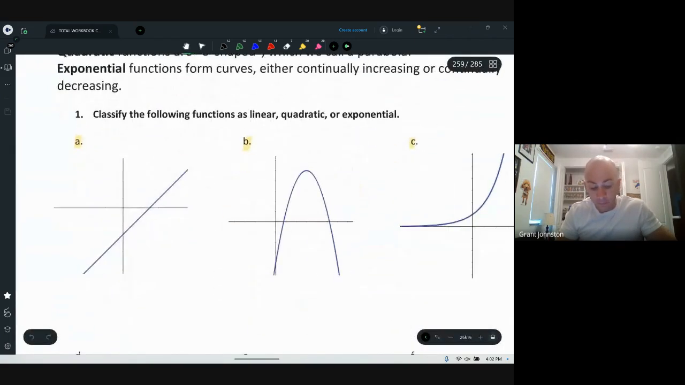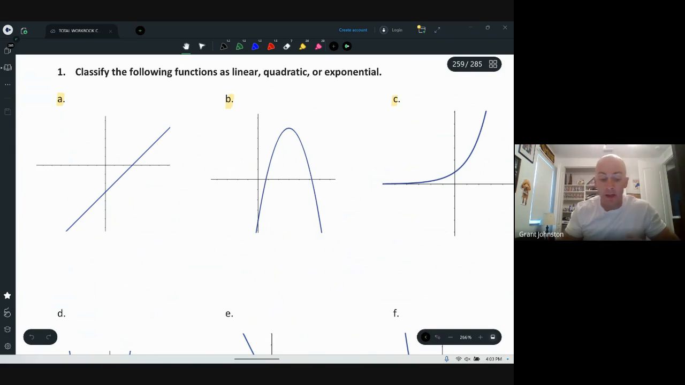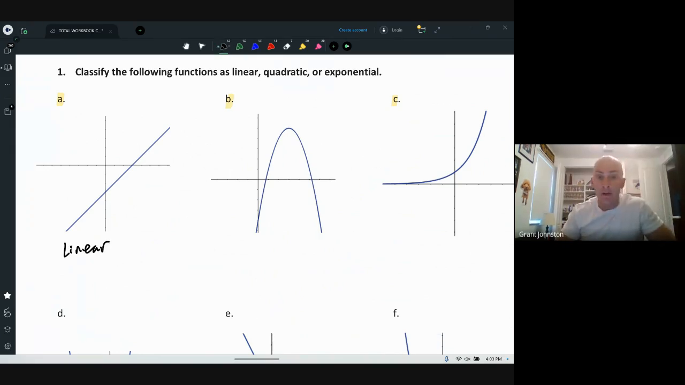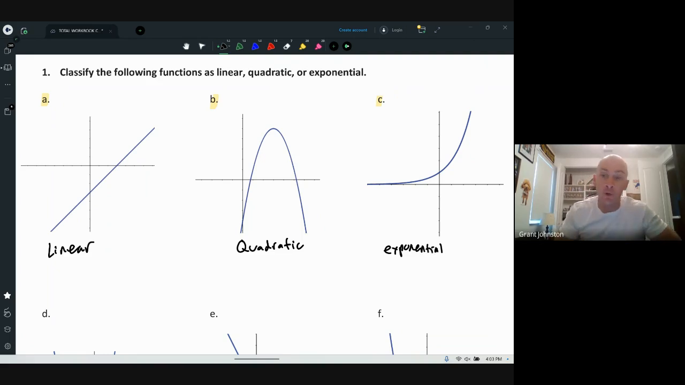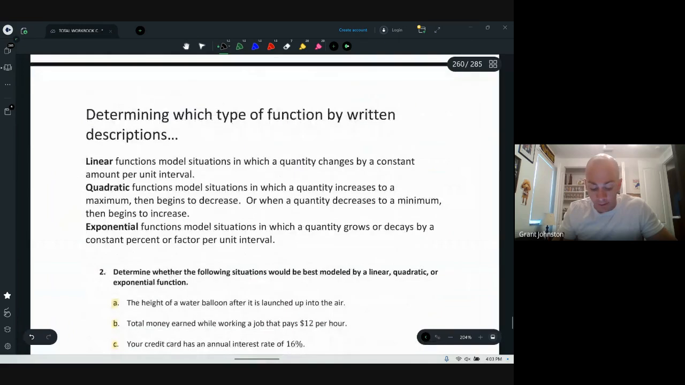So with A, it's a straight line, so this is a linear function. B is in the shape of a parabola, so this is quadratic. It's in the shape of that U. And C has that nice little curve, which we should recognize as exponential. More specifically, exponential growth, but it just says linear, quadratic, exponential. So that's how you tell. Linear, straight line; quadratic in the shape of a U, which we call a parabola; and exponential has that sort of curve. So you do D through F.